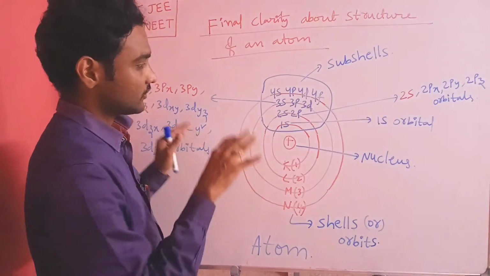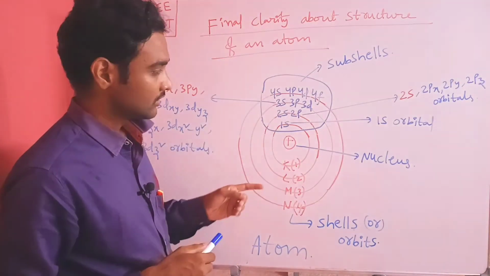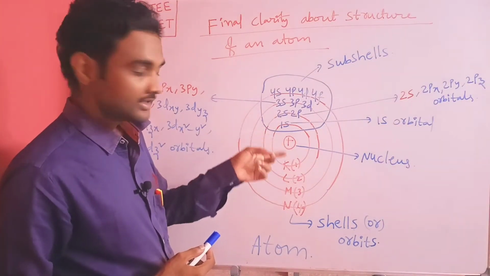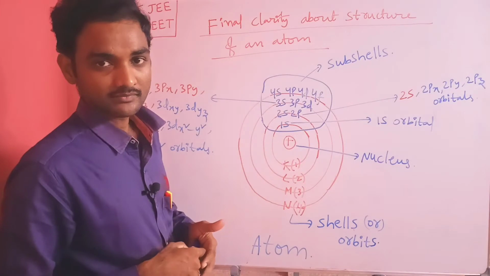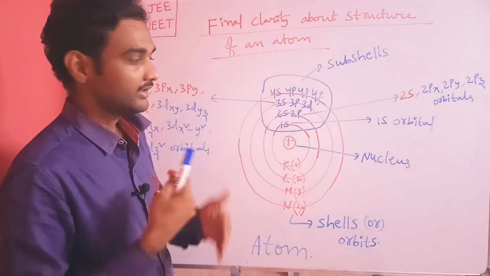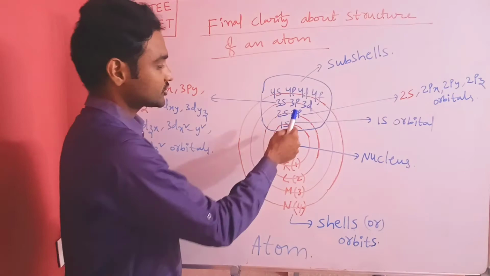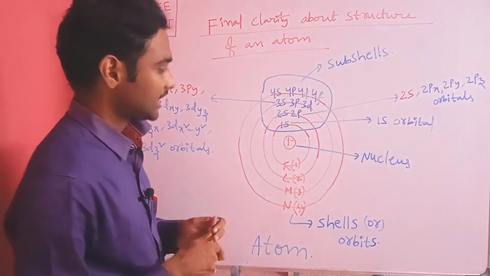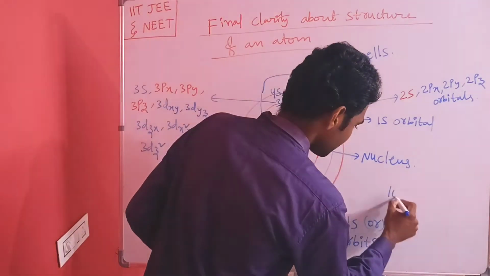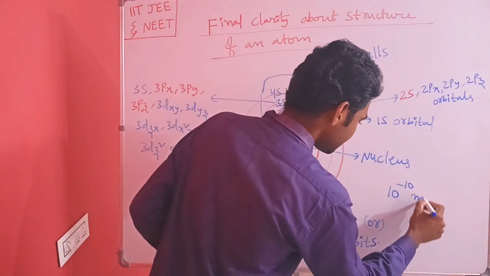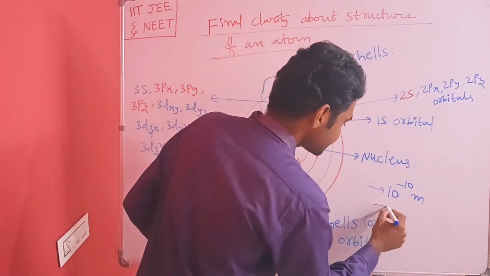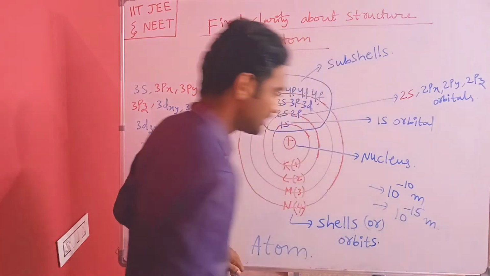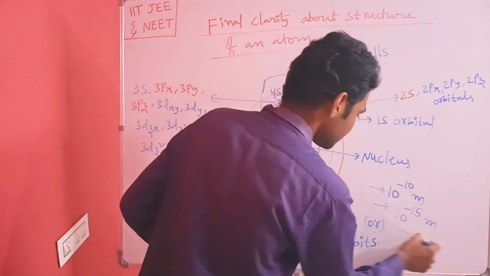So this is the final clarity about the atom. First there are shells or orbits, in those shells there are subshells, and in those subshells again orbitals exist. This is the final clarity regarding the atom. And one more point to remember: most of the atom is empty, and atom size is 10 power of minus 10 meters, and nucleus size is 10 power of minus 15 meters. These two points also you have to remember.